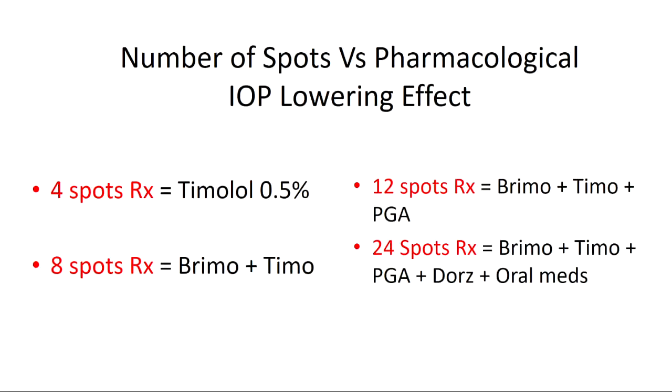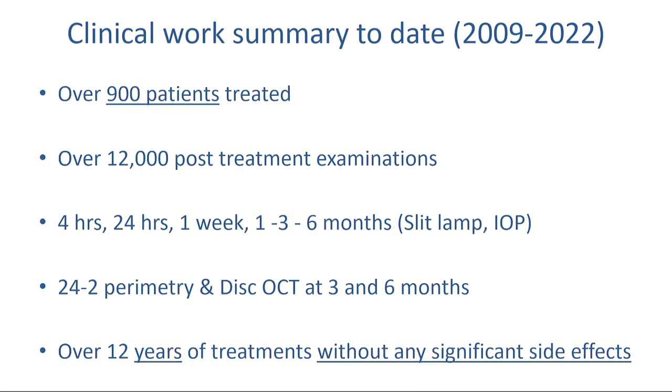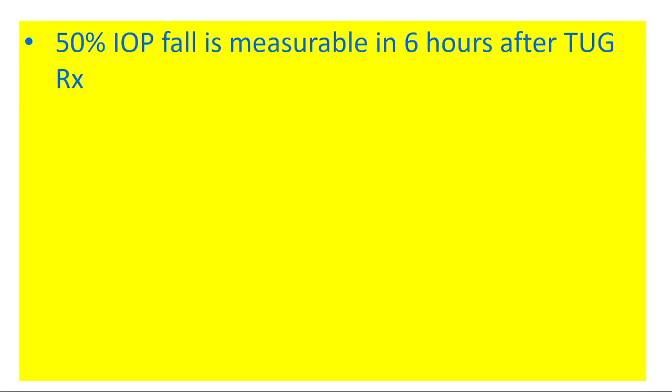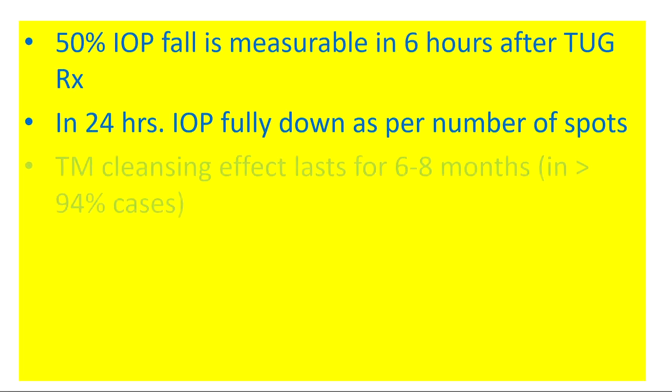This is the comparison of the number of spots versus the pharmacological equivalence of their IOP lowering effect. These are electron micrographs of treated versus untreated areas of trabecular meshwork. In the last 13 years, over 900 patients have been treated with over 12,000 post-treatment examinations. A 50% fall of IOP is measurable in 6 hours after the TUG treatment. In 24 hours, IOP is fully down as per the number of spots.